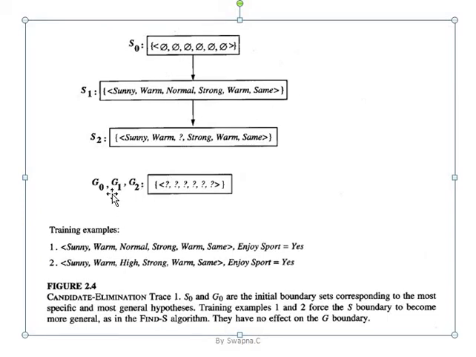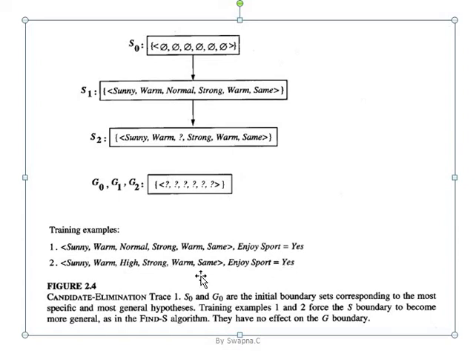So after that G0 will become G1 with the same values, because it is a positive training example. Second, in the second step we are continuing with the next training example. What is the value of the target concept of the next training example? This one is also Yes, which means this is also a positive training example.